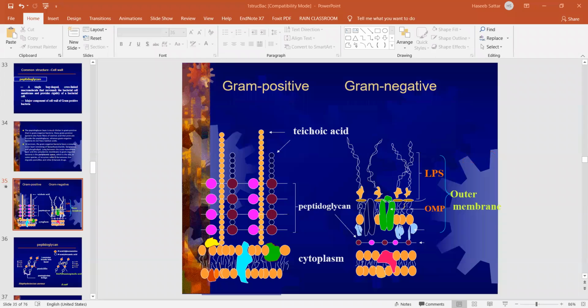So this is the composition of a gram negative bacterial cell wall. The gram negative bacterial cell wall has an outer membrane, and the outer membrane contains endotoxin. Endotoxin is a chemical compound due to which our body produces an exaggerated immune response, and that will lead to a shock.